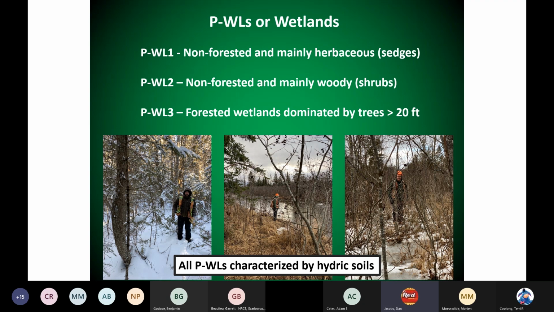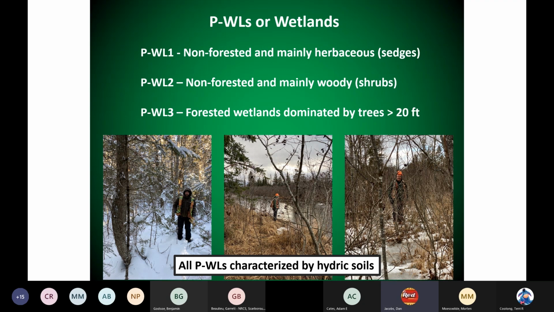This area here, you also see a forester standing on the bank of a stream. This is a non-forested wetland that meets the definition of a PWL1 because there's really not a lot of woody vegetation right near the bank of that stream. In this case, the forester is a bit harder to see because there's a lot of alders and woody vegetation in front of him. That area is not dominated by trees, but it is dominated by smaller woody vegetation. This meets the definition of a PWL2.